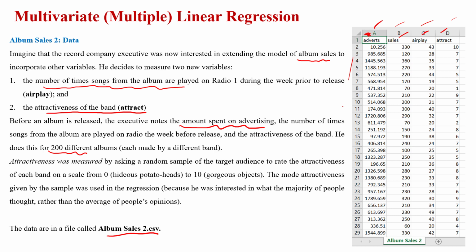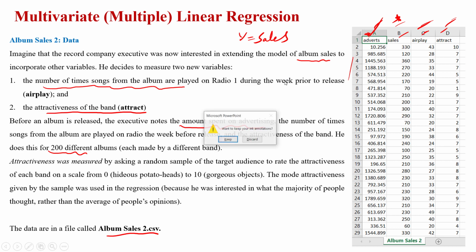For this particular data set, we want to apply the multiple linear regression model and predict the sales. That means our dependent variable is the sales variable, whereas all the other variables, advertisement, airplay, and attractiveness, are the independent variables. We want to know whether these variables are significantly affecting the sales or not. So let me go to Python.